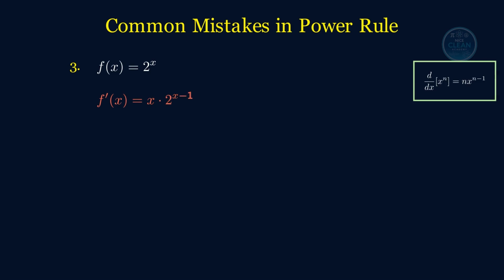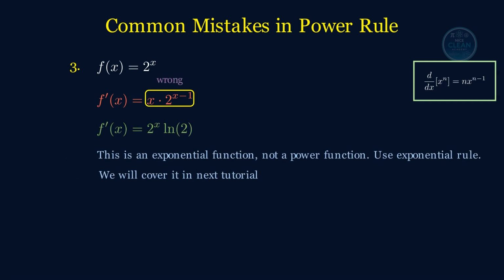Mistake 3. Mixing up power rule and exponential rule. Here's a sneaky one. f of x equals 2 to the power of x is not a power function. It's exponential. The power rule doesn't work here. We use the exponential rule instead. So the derivative is 2 to the power of x times the natural log of 2. We'll cover the exponential rule in its own lesson.